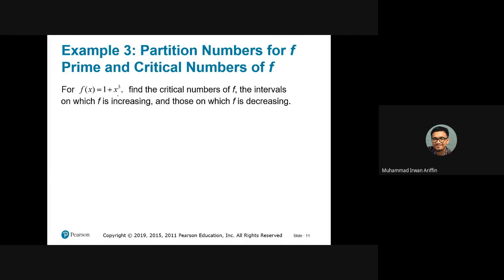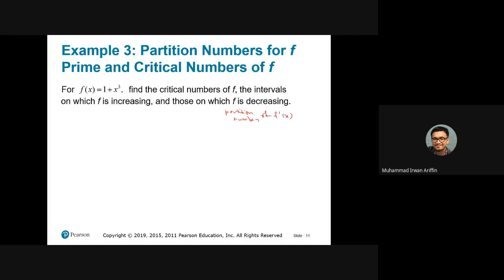So we have this function, a cubic function, f(x) equals 1 plus x cubed. We are asked to find the critical numbers of f, the intervals on which the function is increasing, and the intervals on which f is decreasing. So there are three things we have been asked to find. First of all, we need to find the critical numbers, we need to find the partition numbers of f prime of x.